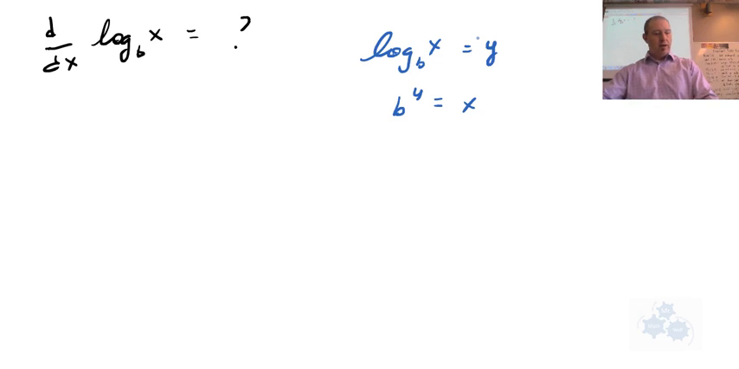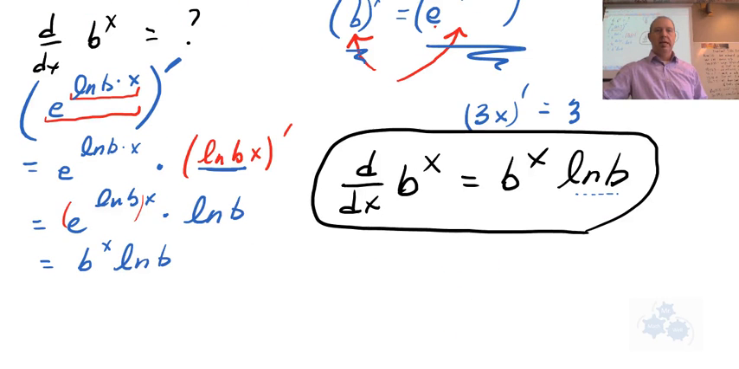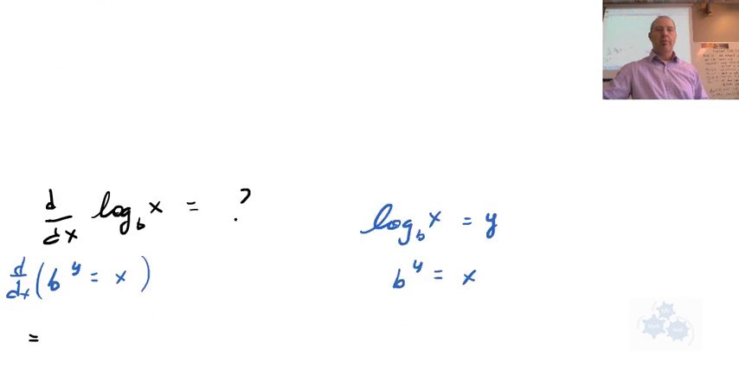So if we take the derivative of b to the y equals x with respect to x, what do I get? The derivative of b to the y, did we not just do that one? The derivative of b to the x, so the derivative of b to the y would be b to the y ln b times y prime.